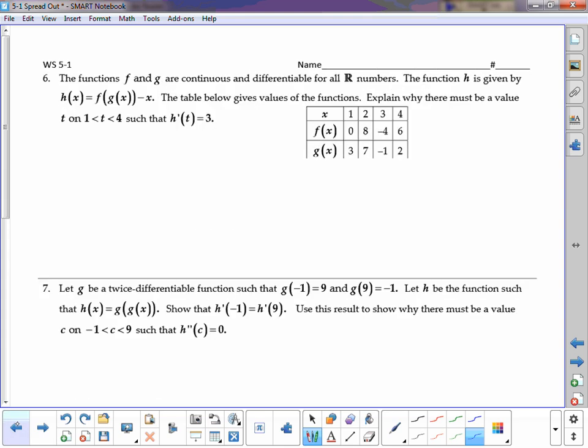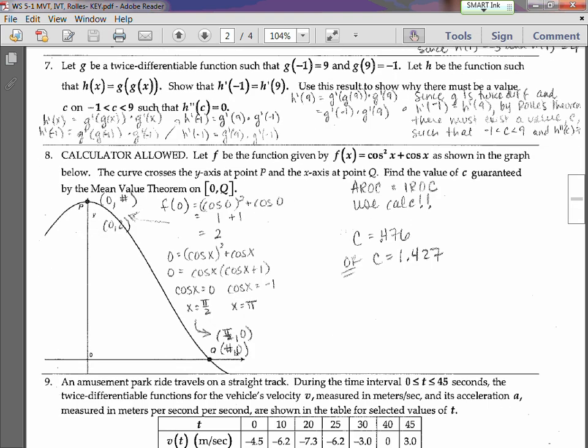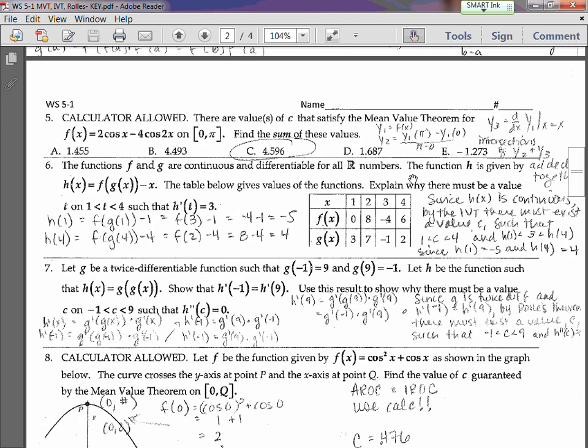Also, real quick, guys, number 6: when I was comparing my answers with the answer key, I noticed that the question asked why there must be a value such that h prime equals 3, but the question has been answered only referring to just h, not h prime. So I believe that this is incorrect here, because they were looking at just the function h, not h prime.